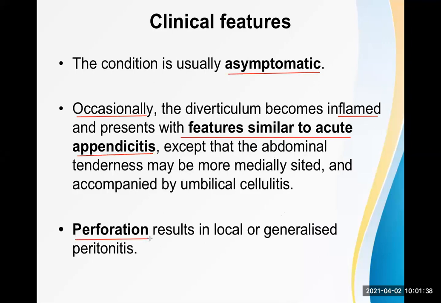Perforation results in local or generalized peritonitis. Sometimes perforation can happen because of that hydrochloric acid; there is inflammation occurring, and that inflammation can result in perforation. Whatever is the content of the GI tract, it may leak outside through that perforated site, and it can lead to local peritonitis in the beginning, and later on generalized peritonitis.